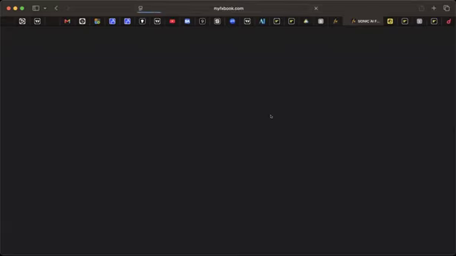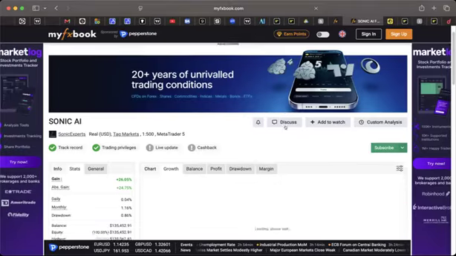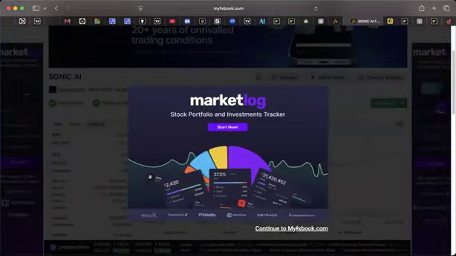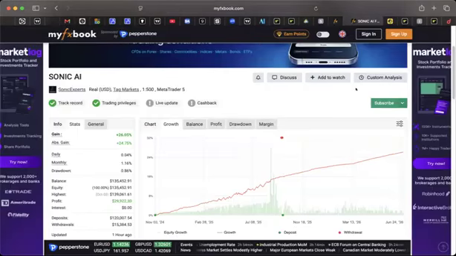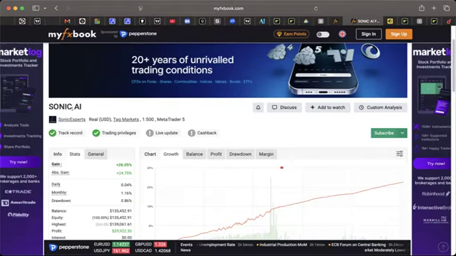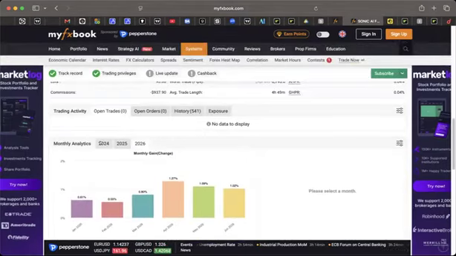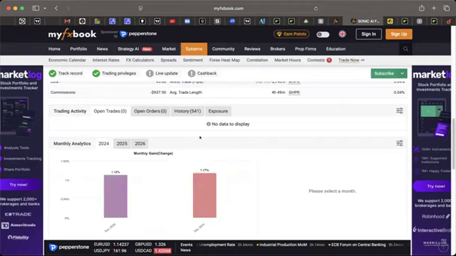For you to see how consistent Sonic AI has been, even before coming to Tag Market, you go to my FX book and you can do your thorough research. Go to the search button there and type Sonic AI, and that's going to give you this. Sonic AI has been trading even before coming to Tag Market, with a public record of up to 2024. There hasn't been any losing month, and it is consistently profitable.